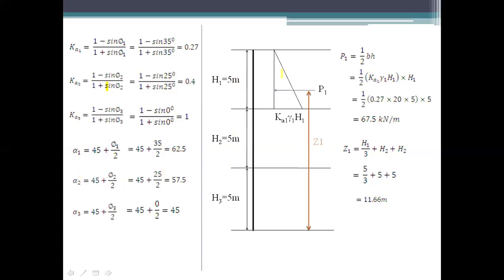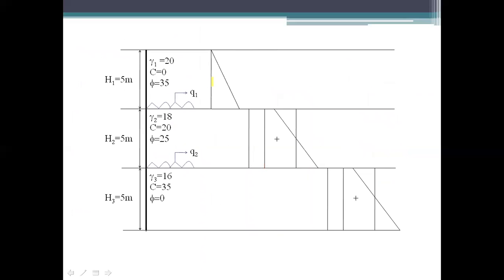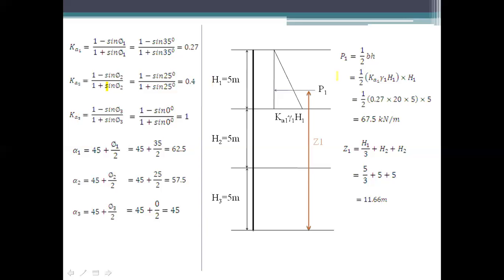So for the first layer, we have a diagram as a right angle triangle. The base of this diagram is Ka1 gamma 1 H1. As there is no surcharge loading, there will be no rectangular diagram. So force P1 will be the right angle triangle area, 1/2 base into height. So 1/2 Ka1 gamma 1 H1 into height H1.